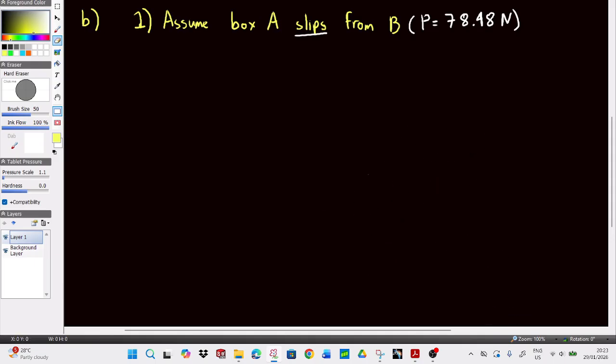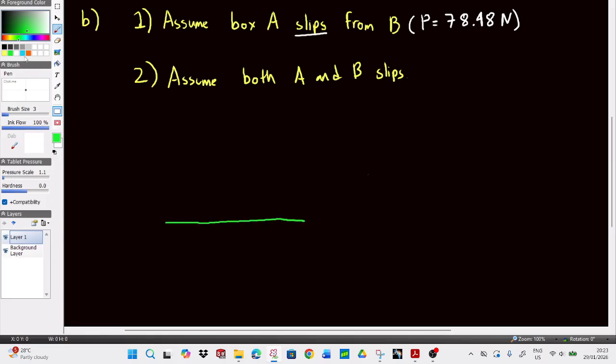So for the second assumption, what's going to happen? We're going to assume both A and B slip. We need to say both A and B would move. Okay. So in this case, we're going to have forces on A. Okay. And for example, box B.